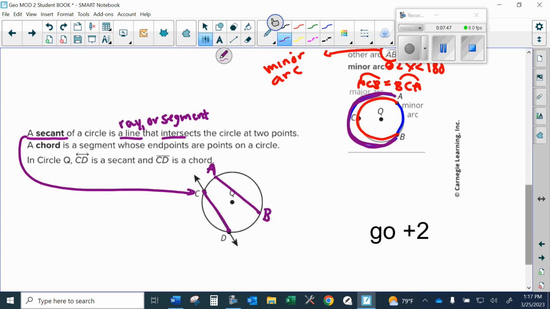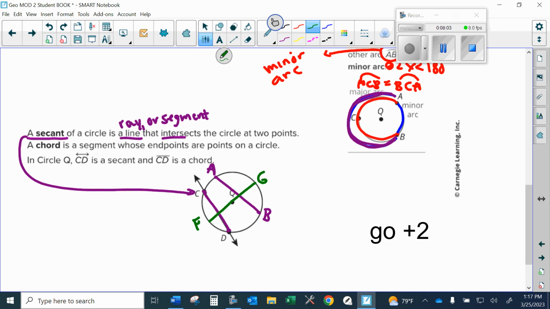What do you think the longest chord is in a circle? Extra credit point if you can tell me. It is the diameter. It is always the longest chord. So in this case, FG would be the longest chord in the circle.